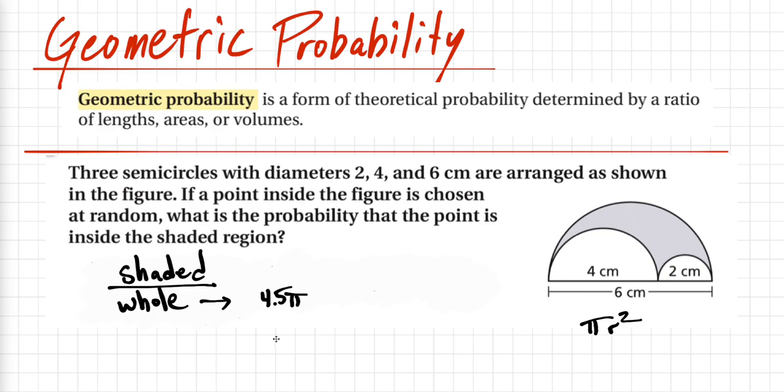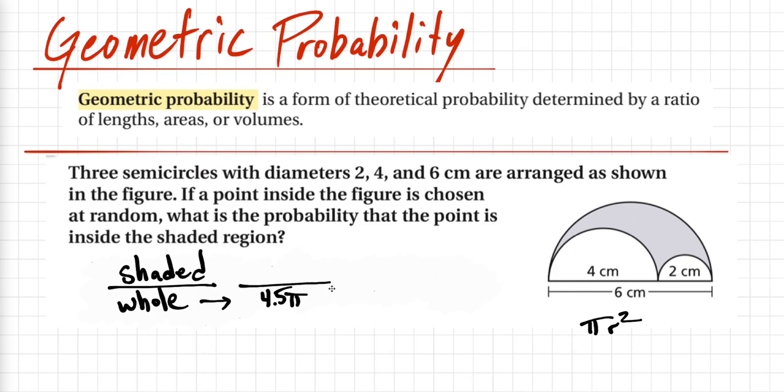Why is my answer 4.5 pi? It's only half a circle. Half a circle, good. It's really easy to forget that part. Pi r squared is for how big a whole circle is, but we've only got half a circle. It's really easy to skip that part, but it's only half a circle, so you have to divide it in half.